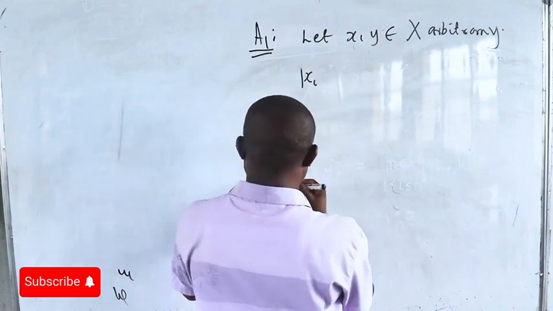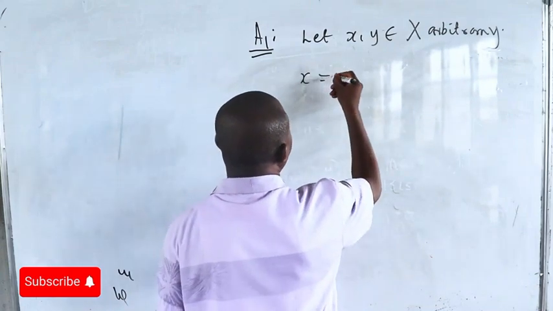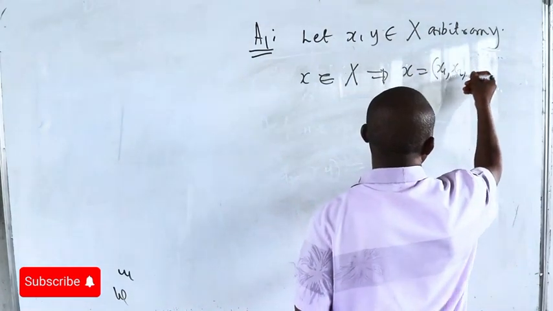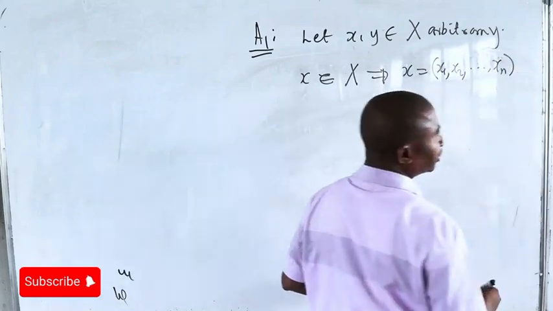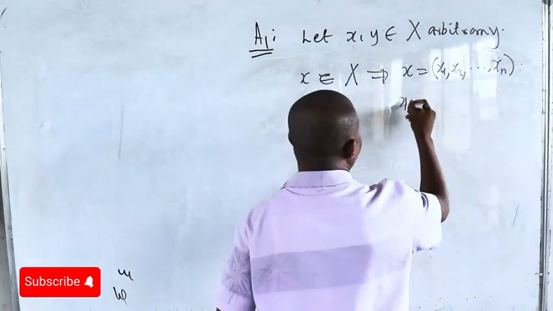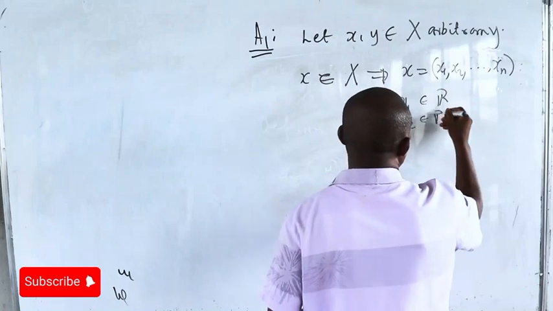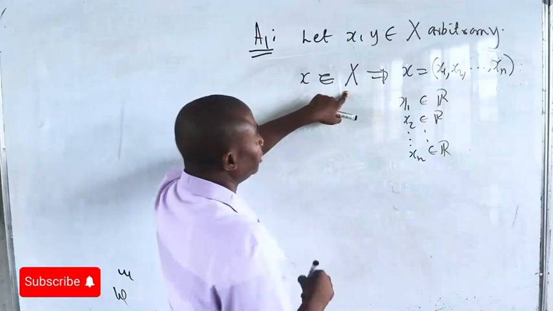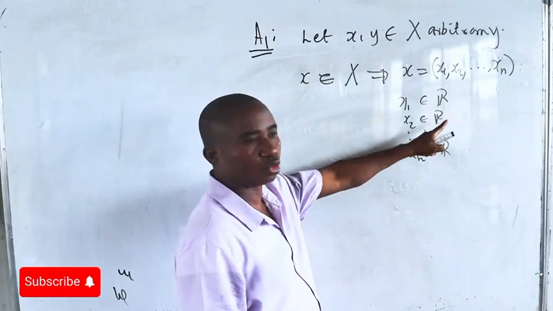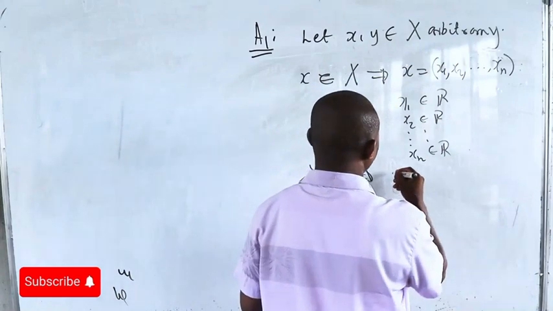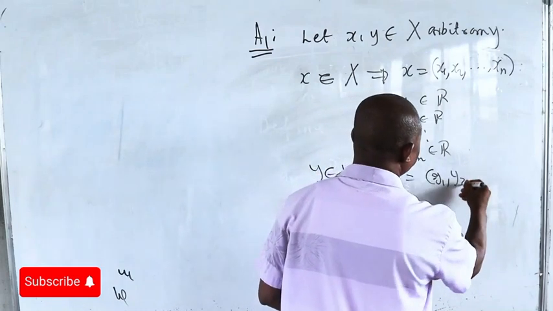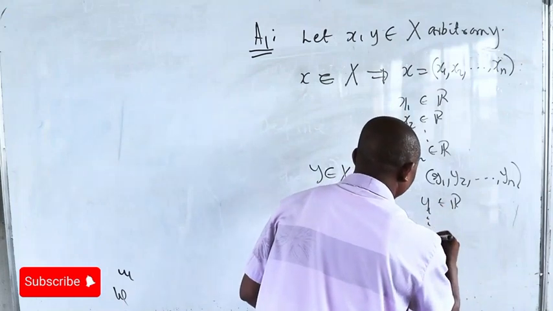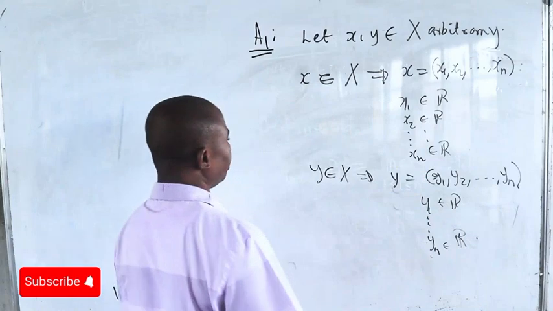If x is in capital X, it means that x is of the form x1, x2, up to xn. So it's an n-tuple of real numbers with x1 in R, x2 in R, up to xn also a real number. Similarly, if y is here, it means I can write y as y1, y2, up to yn, with y1 in R, up to yn also in R. So that's what we mean.